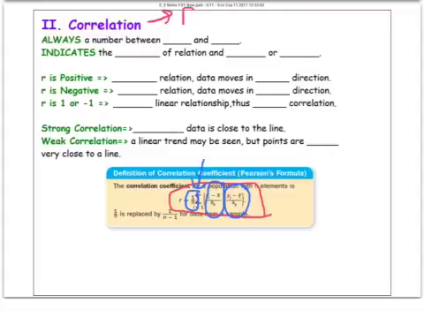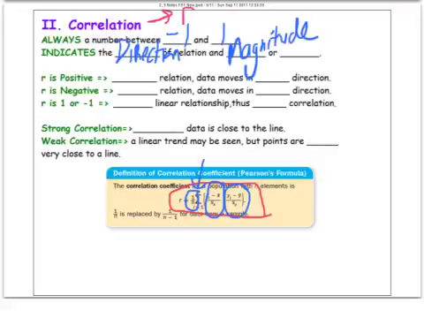Here's the important thing about it. This number is always between -1 and 1. And what it does is it indicates two things. It indicates the direction of the relationship and the magnitude, or a word you might be more familiar with, the strength. Okay. So does the direction, is it a positive sloping direction or is it a negative sloping? And how strong is it? Okay. If R is positive, we are said to have a positive relation.